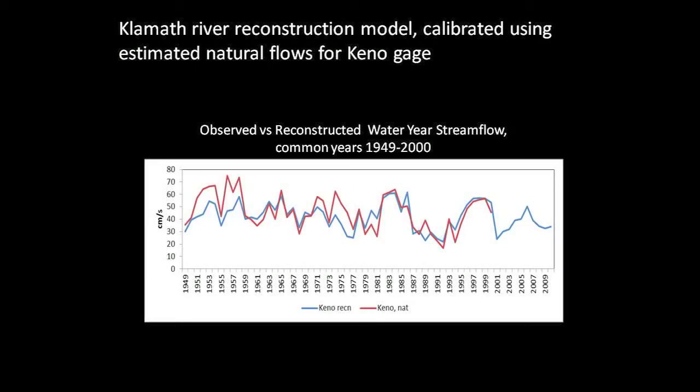So this is what the reconstruction looks like compared to the Keno natural flows: in red, the natural flows, in blue, the reconstruction, and you can see it's not a perfect match. We're explaining about 61% of the variance with a tree-ring model in that natural flow record. In particular, we're not getting some of these higher flows, but that's the model that we got from the tree rings.